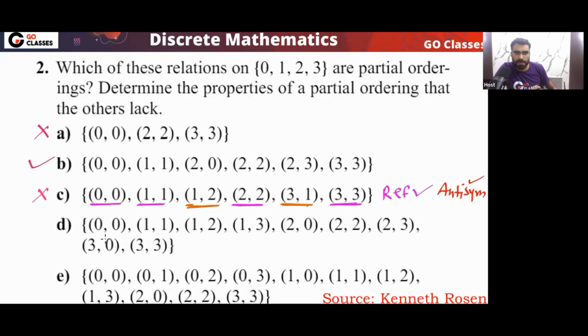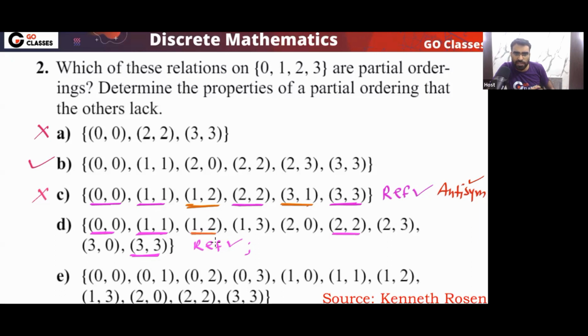What about option D? Tell me. Let's check option D. 0 related to 0, 1 related to 1, 2 related to 2, 3 related to 3. So the reflexive property is there, there is no problem. What about the antisymmetric property? Is there any violation here? Between different elements, do you have A related to B and B related to A?